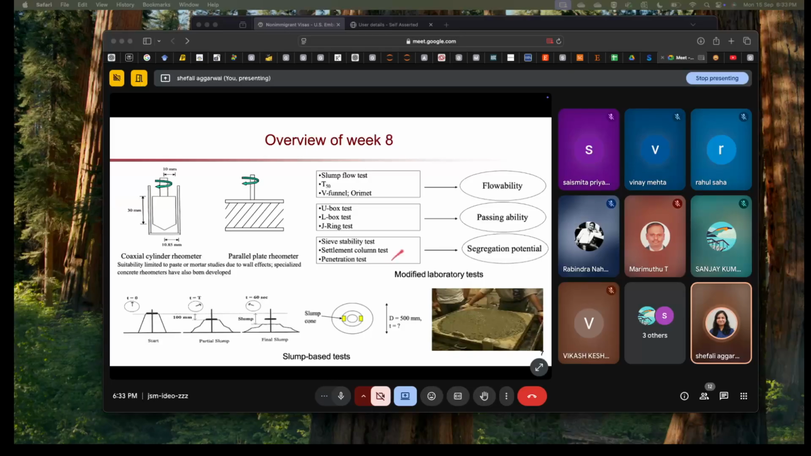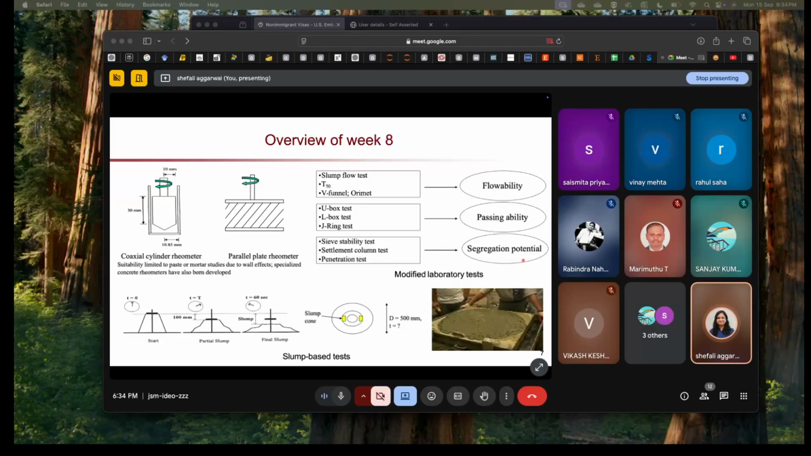In the case of self-compacting concrete, our concrete should have enough flow, because it should compact itself. Passing ability means that when we are concreting, we will have a cage of reinforcement, and when we pump our concrete into it, it should pass through the reinforcement with a good flow value without creating voids inside our mesh. So for that, we check the passing ability of our concrete mix. Last is the segregation potential.